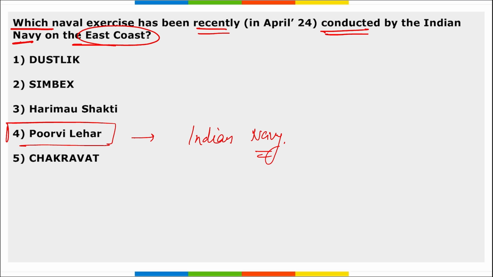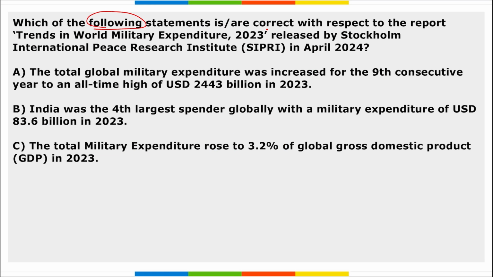Next, which of the following statements are correct with respect to the report Trends in World Military Expenditure 2023 released by SIPRI in April 2024? If we look at the options, options A and B are right, C is wrong.